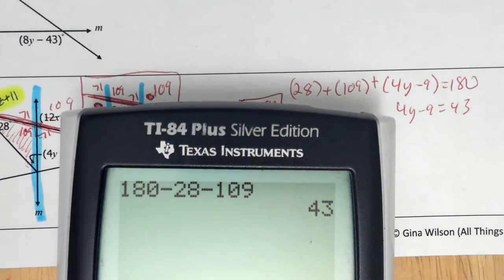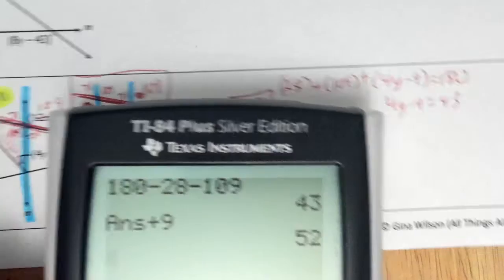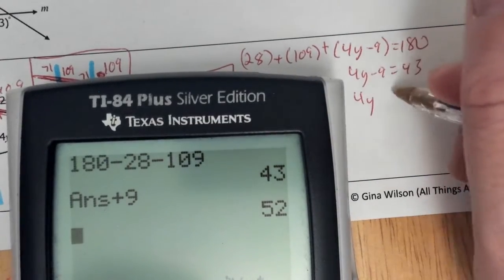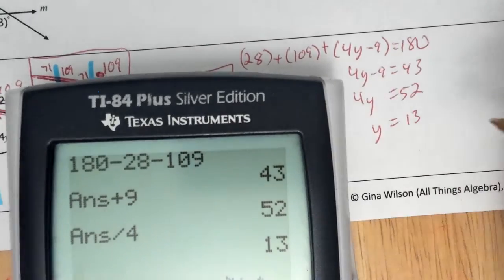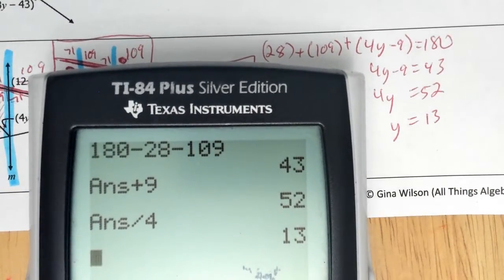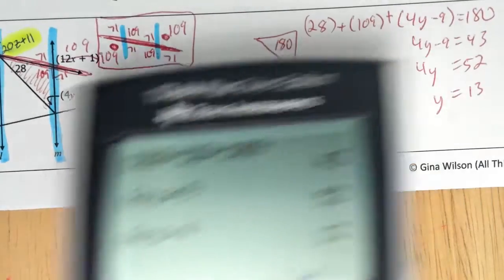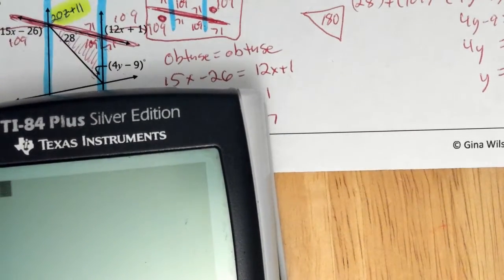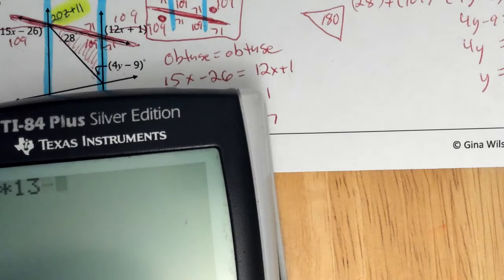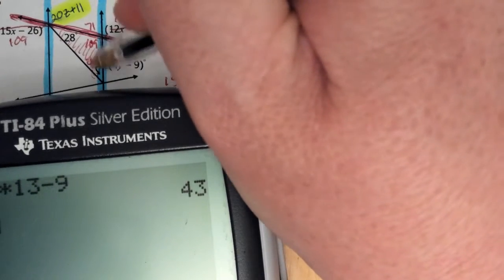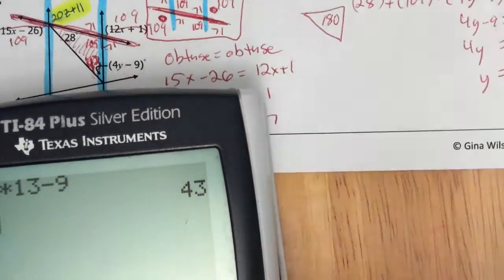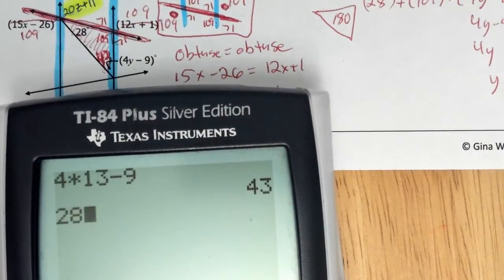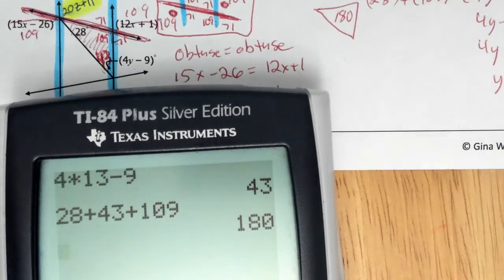Okay, sweet. So let's actually solve. We're going to add 9 to both sides. We get 52. Divide by 4, and y is equal to 13. So let's plug that back into the picture to see if that worked out. 4 times 13 minus 9, that is 43. So this angle right here is 43. And all 3 of these angles are supposed to add up to 180 degrees. 28, 43, and 109 add up to 180. Everything's checking out. This is awesome.